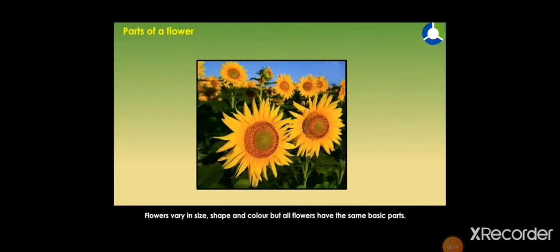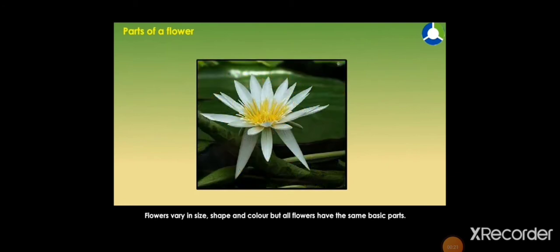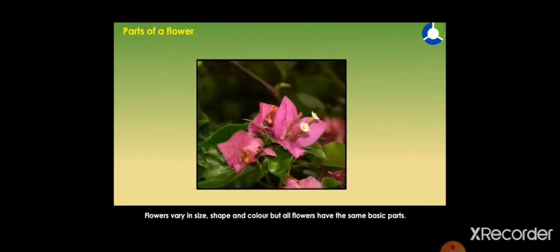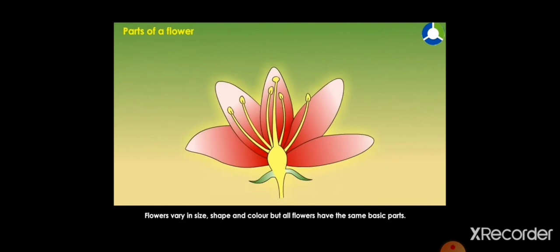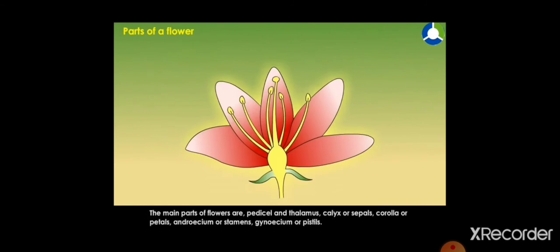Flowers vary in size, shape and color. But all flowers have the same basic parts. The main parts of a flower are pedicel and thalamus, calyx or sepals, corolla or petals, androecium or stamen, gynoecium or pistil.